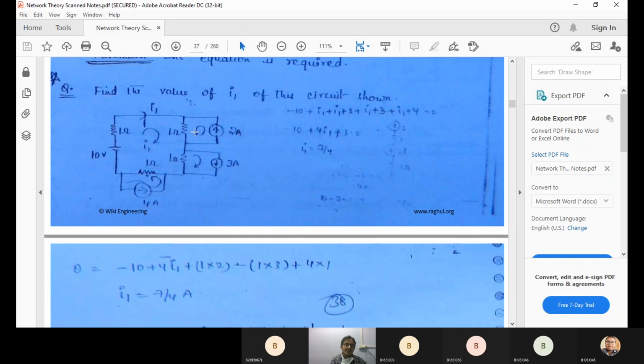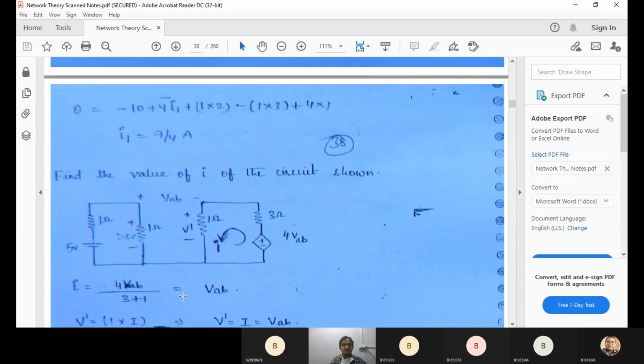These are the another inner loops. The current through this 1 ohm means already generalized I1 will flow through this 1 ohm. In addition to that, inner current of 2 amperes in this direction, inner current of 3 amperes and inner current of 4 amperes. The direction means whether they are aiding to I1 or opposing to I1. If they are aiding to I1, that is I1 plus that particular current. If it is opposed to that I1, then I1 minus that particular current convention we need to take.